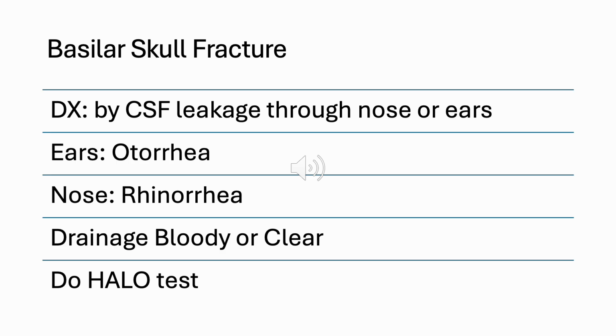So it's diagnosed by CSF leakage through the nose and the ears. The patient may have bloody or clear drainage coming out of the nose or the ears. So if it's coming out of the ears, it's called otorrhea. If it's coming out of the nose, it's called rhinorrhea. It could be bloody or clear, and you need to do a halo test. So the basilar skull fracture is fractures at the base of the skull. Okay, so remember that, and I'm going to show you what it looks like in a minute.